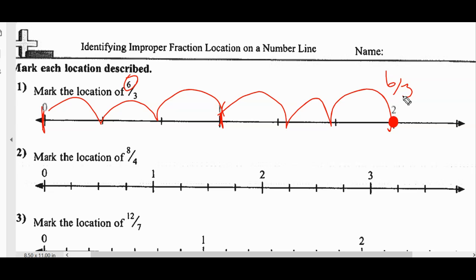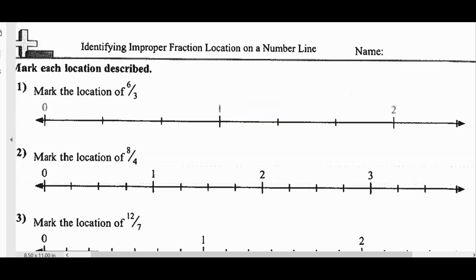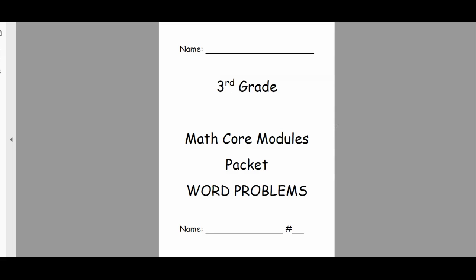6 thirds. That's what you have to do. Find 8 fourths. All those are going to be whole numbers. Well, some of them. Okay. The top number tells how many jumps I am going to need from 0. The denominator, the number at the bottom, is how many spaces I have between each whole number. Okay. All right. Then go to this one right here. I'm on this packet.